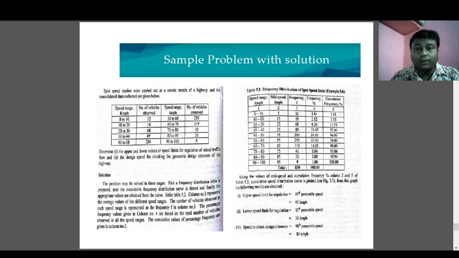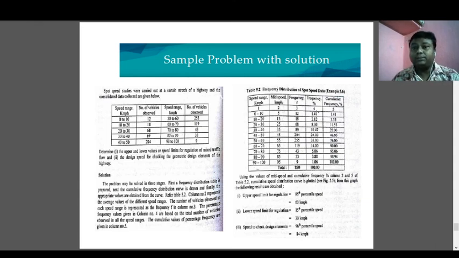Mid speed for 0 to 10 is 5, for 10 to 20 it is 15, for 20 to 30 it is 25. It's simple, you know that. Now the total frequency you get from the question itself, which is found to be 850. This is the total n.